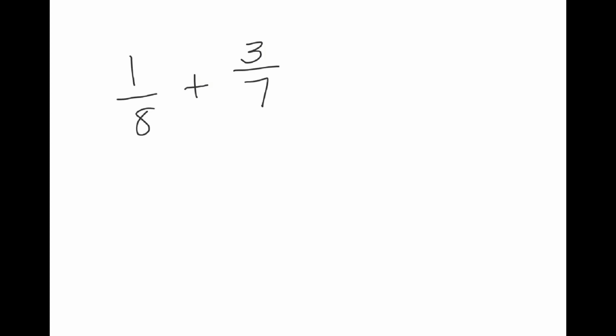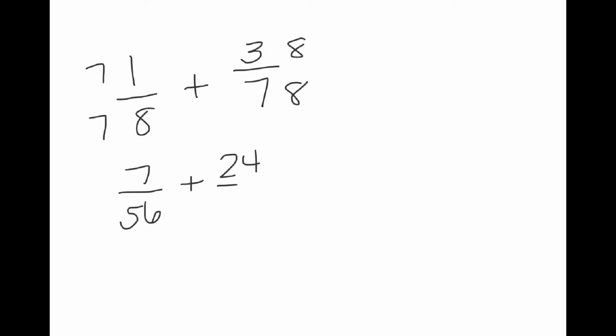All right, let's go ahead and review this. So real easy, 7, 7, 8, 8, 7 over 56 plus 24 over 56. 7 plus 24 gives us 31 over 56. We're not going to worry yet about simplifying or anything like that. I mean, we can't simplify this one, so we are going to leave it like that.